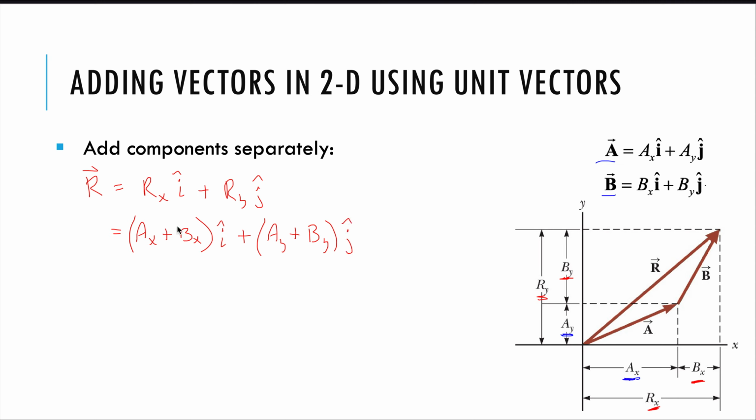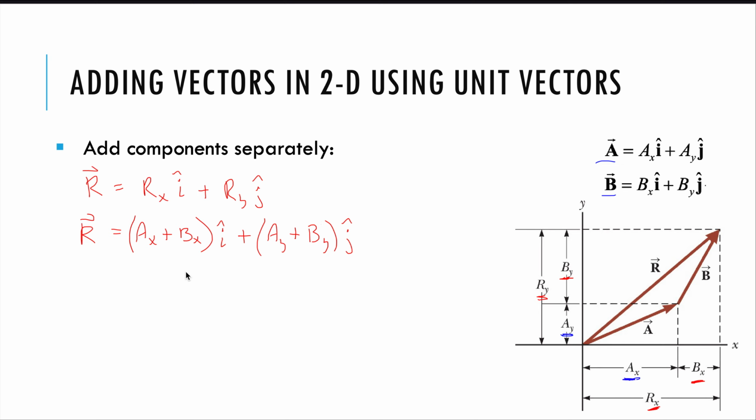So if you have 2 or more vectors, all you do to find the resultant vector is add up the x component of each vector and then follow it by i hat. You add the y component of each vector and follow it by j hat.